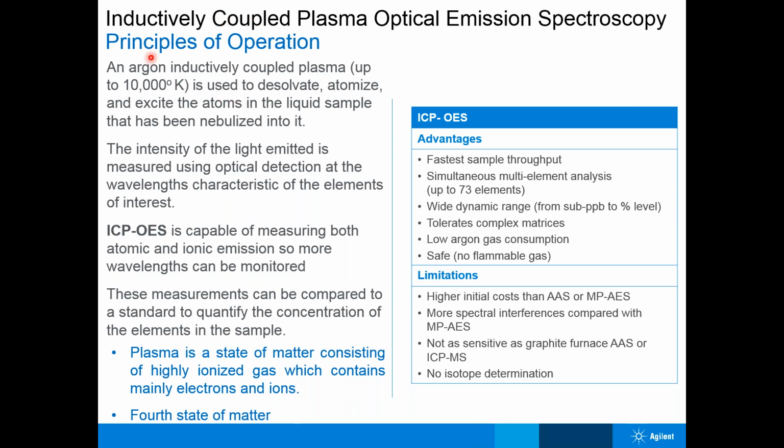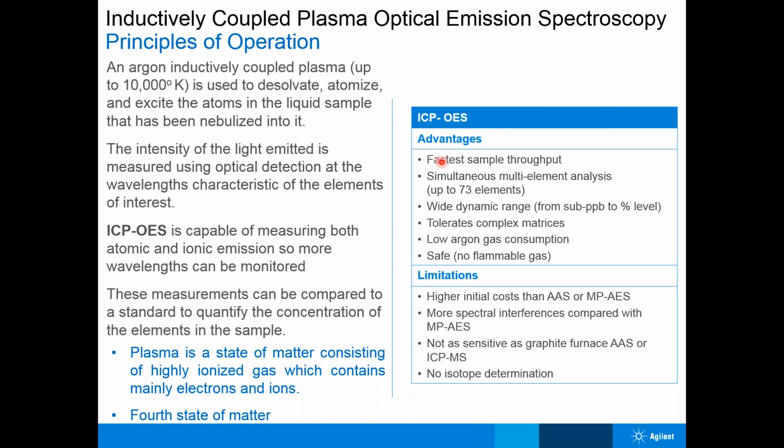So basically, in the ICP OES, an argon inductively coupled plasma is generated, which has a temperature close to 10,000 degree Kelvin, which is used to dissolve, atomize, and excite the atoms in the liquid sample that has been nebulized into it. The intensity of the light emitted is measured using optical detectors at the wavelength characteristic of the element of interest. No hollow cathode lamp is required in the case of the ICP OES. These measurements can be compared to a standard to quantify the concentration of the elements with respect to the NIST traceable certified reference materials.